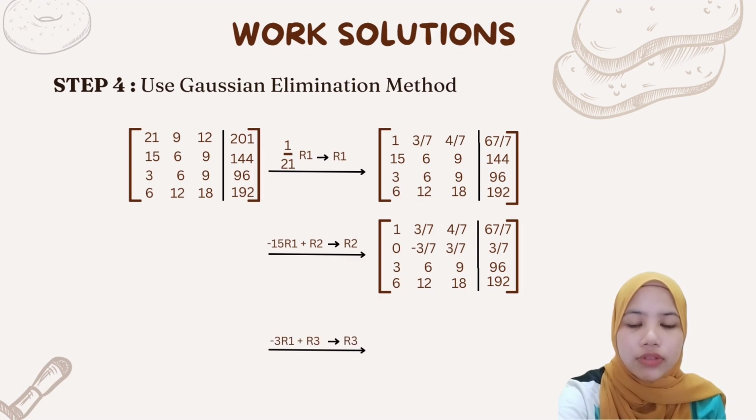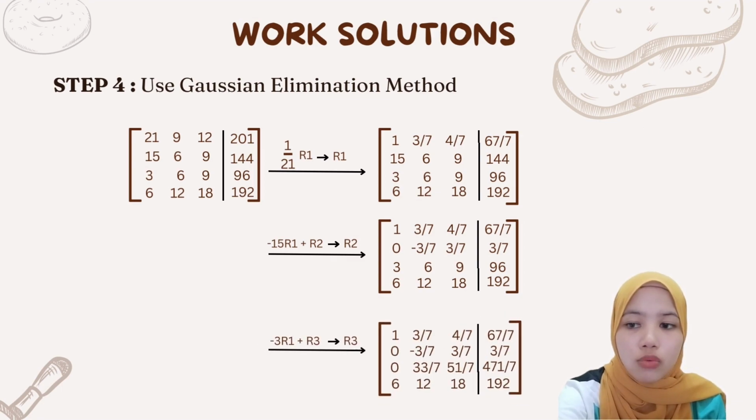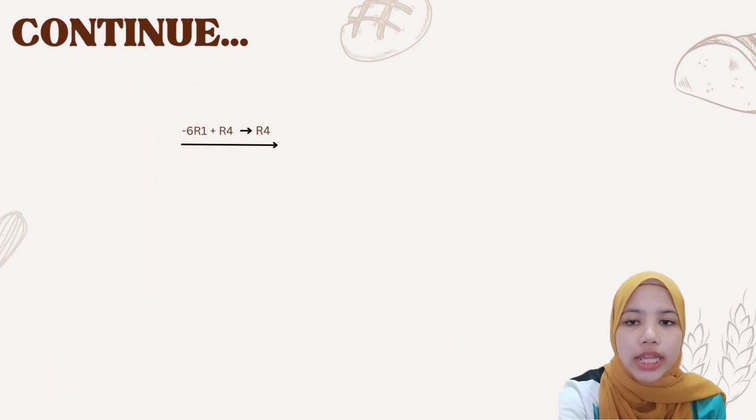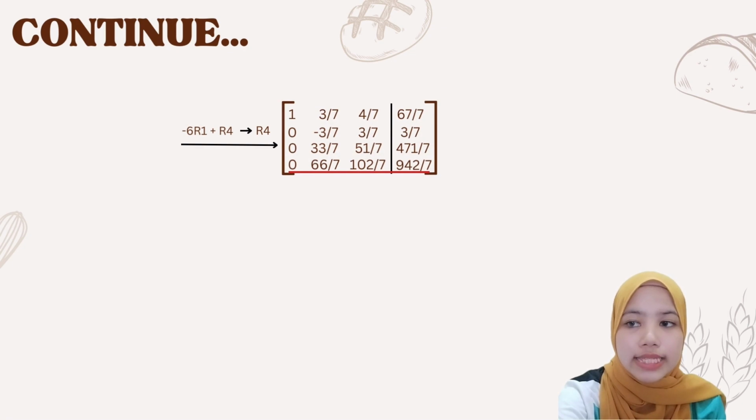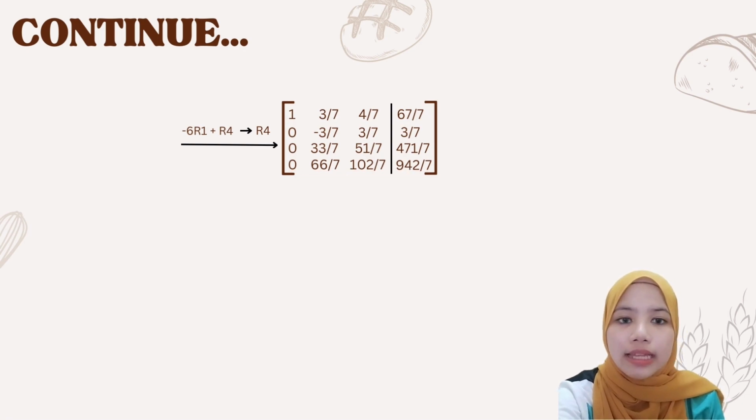By doing negative 3 R1 plus R3, we will get row 3 is 0, 33/7, 51/7, and 471/7. By doing negative 6 R1 plus R4, we will get row 4 is 0, 66/7, 102/7, and 942/7. Next, for row 2, it doesn't have the leading one.